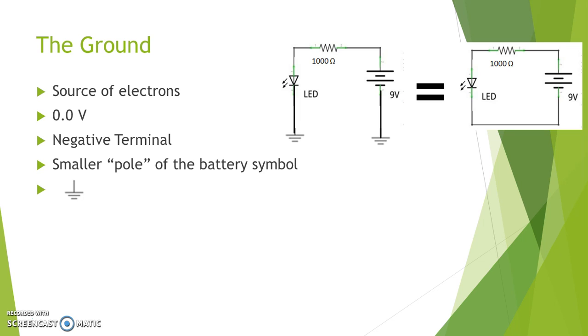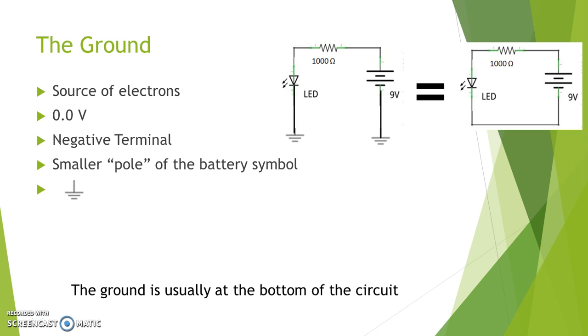These are both circuits, and they're both the same circuit, could be wired up identically. And of course, if the positive is at the top of the circuit, by convention, usually the ground is shown at the bottom of the circuit in the schematic.